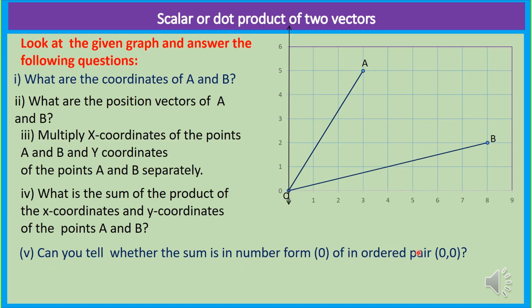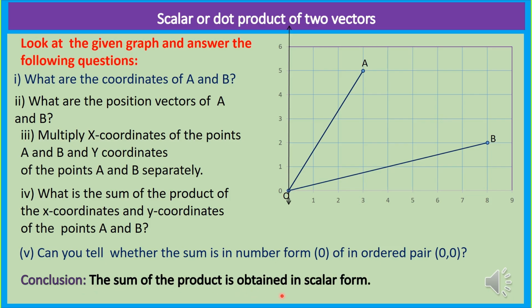Now, when you study all these things, you can conclude that the sum of the product is obtained in scalar form. It means when we multiply two vectors, the product comes in scalar form.